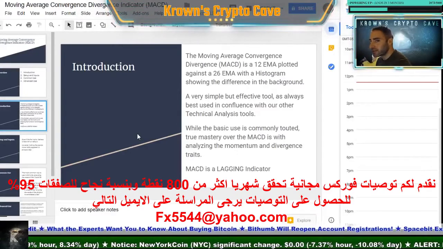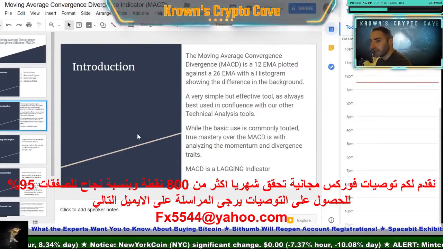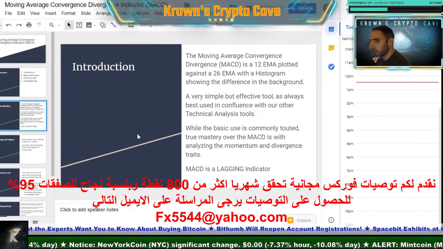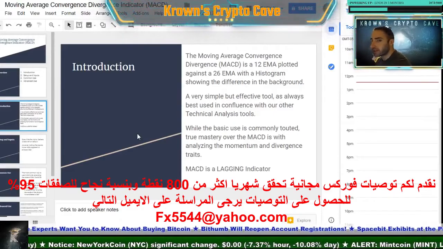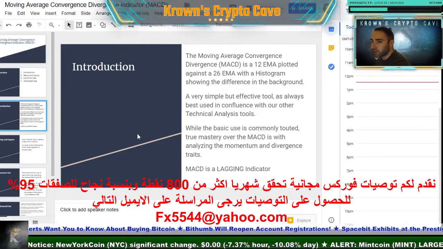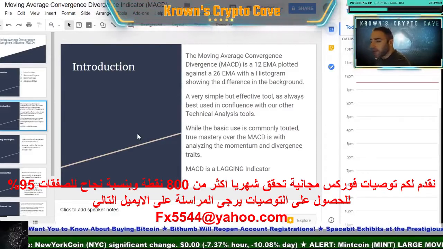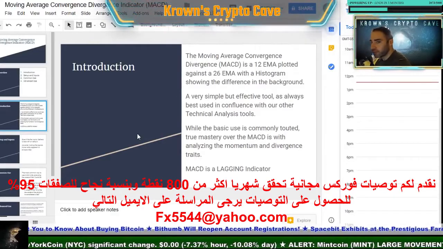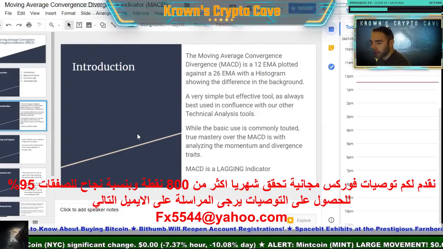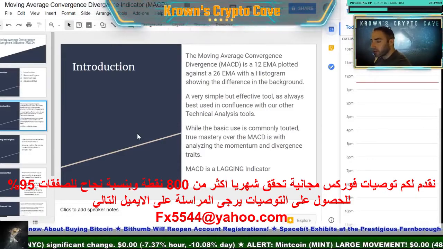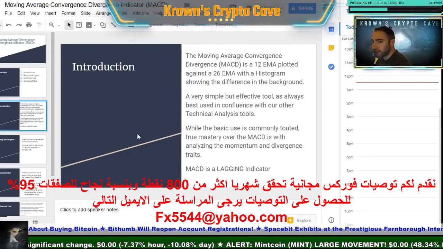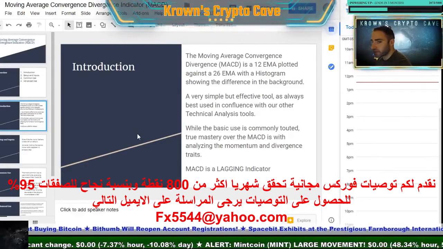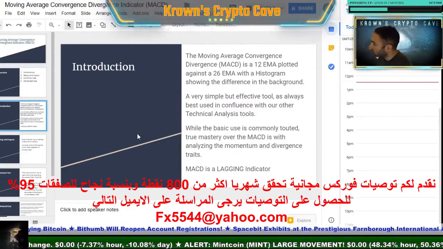The Moving Average Convergence Divergence, or MACD, is a 12 EMA, exponential moving average, plotted against a 26 EMA, with a histogram showing the difference in the background. A very simple but effective tool, as always best used in confluence with our other technical analysis tools. While the basic use is commonly touted, true mastery over the MACD is with analyzing the momentum and the divergence traits, which we'll be talking about in just a moment.